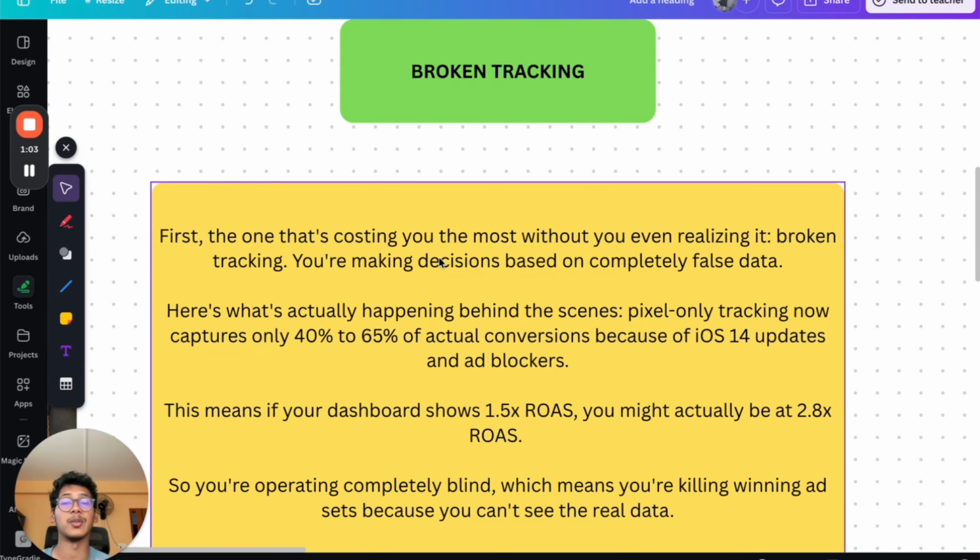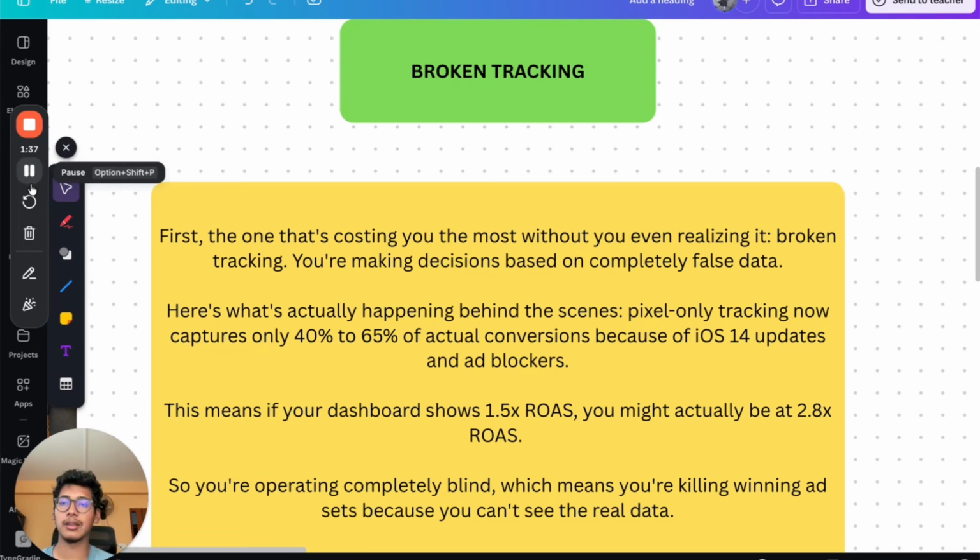Let's just say you have a winning ad set and you have a KPI of 3x ROAS for that ad set. It's showing 1.5x ROAS, but the actual calculation is 2.8x ROAS. You're probably going to kill the ad, right? And that will hurt your performance, because that ad was actually performing and could help you get to higher ROAS in time. At 2.8x ROAS, which is close to your KPI, you can actually scale and make a ton of money.